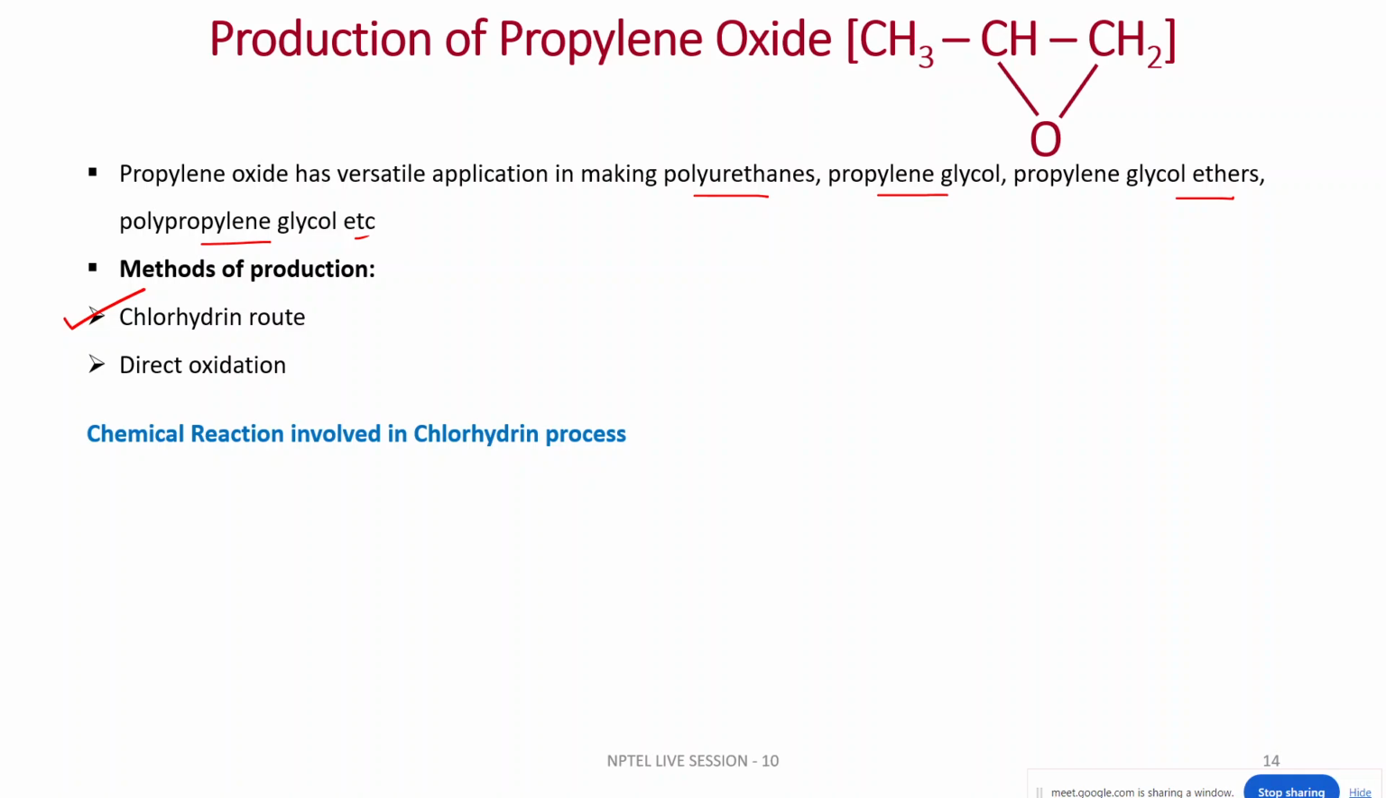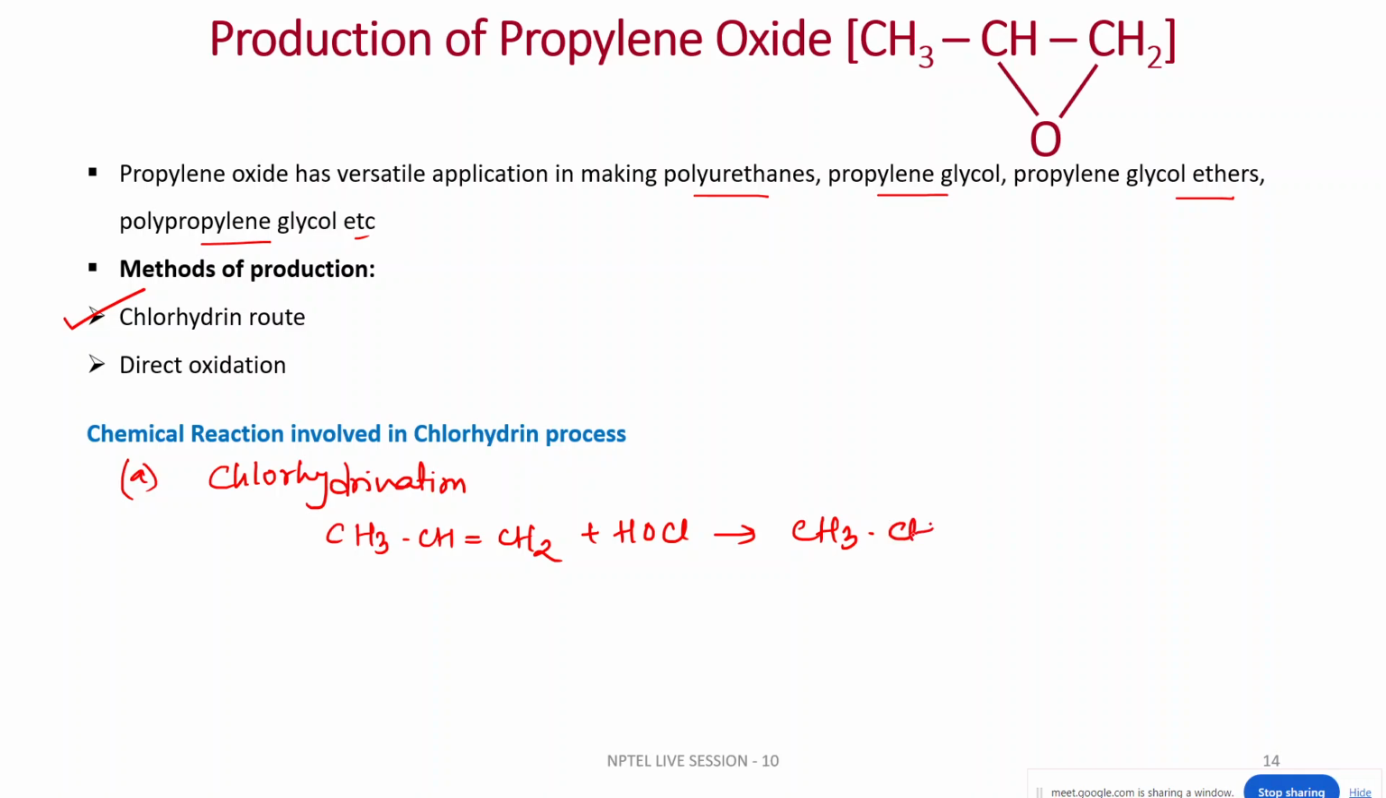Very simple reactions are involved in the process. Step 1 is the chlorhydrination process. Here the propylene reacts with HOCl and it forms an intermediate product.